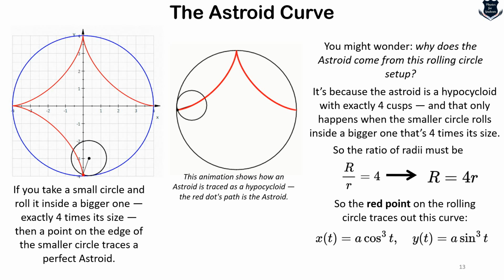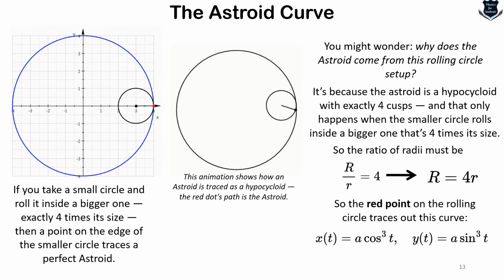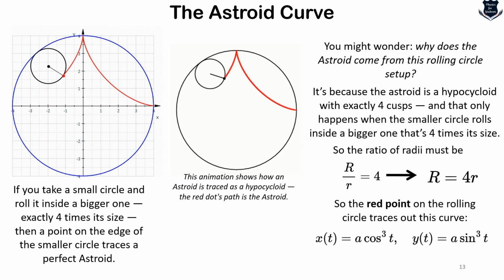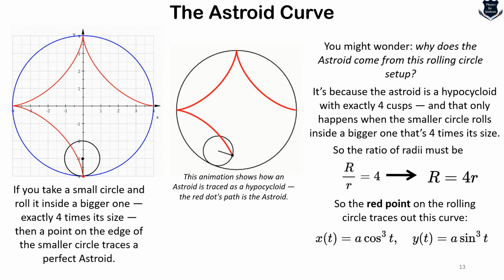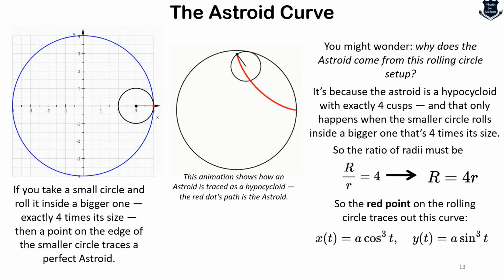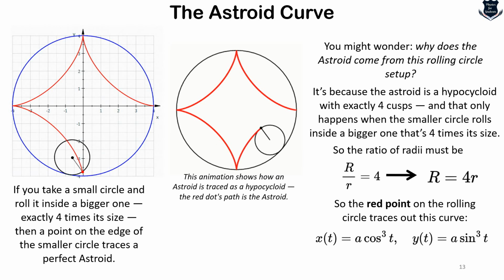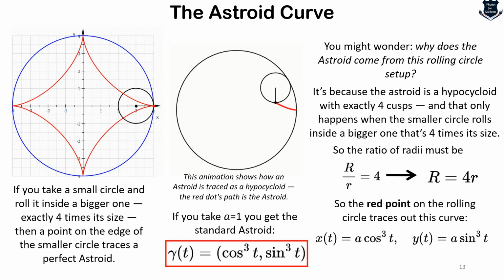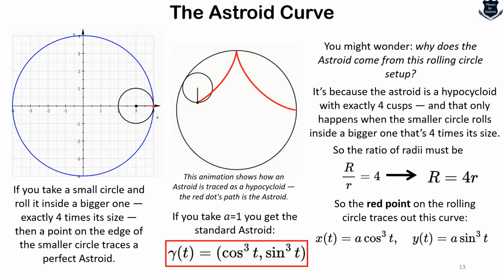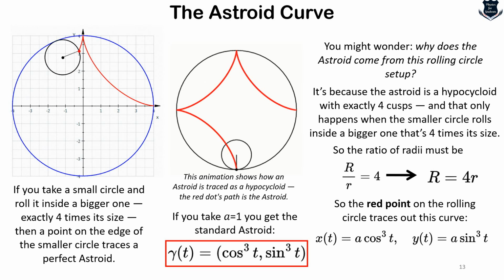As you can see, the red point on the rolling circle traces out the curve. It forms x(t) = a cos³t and y(t) = a sin³t, where a scales the curve outward and inward depending on its value. And if you take a = 1, then you get the standard asteroid.